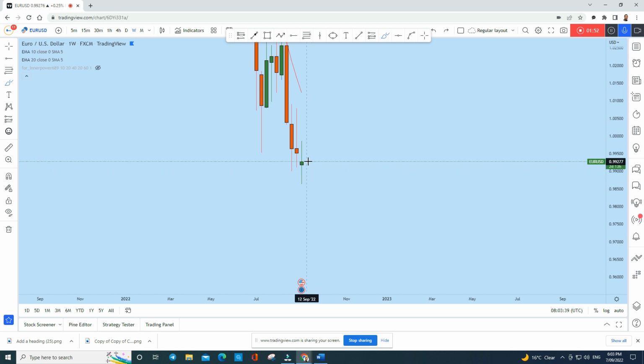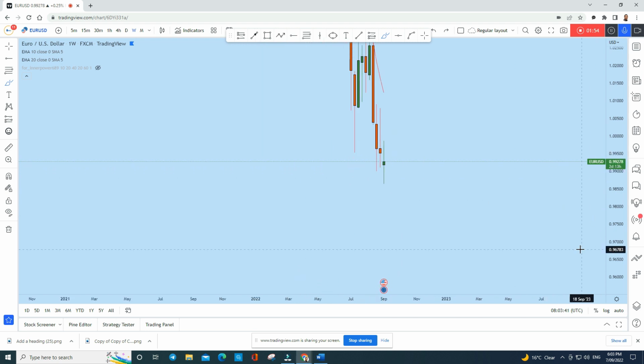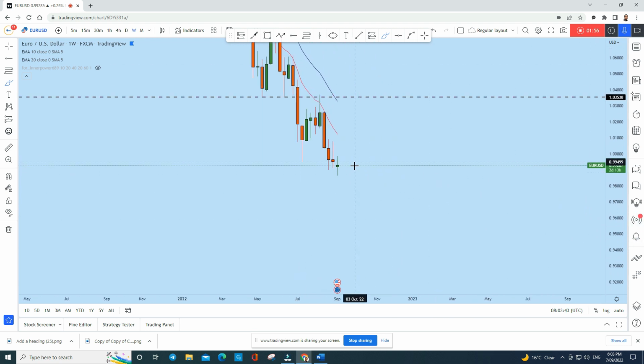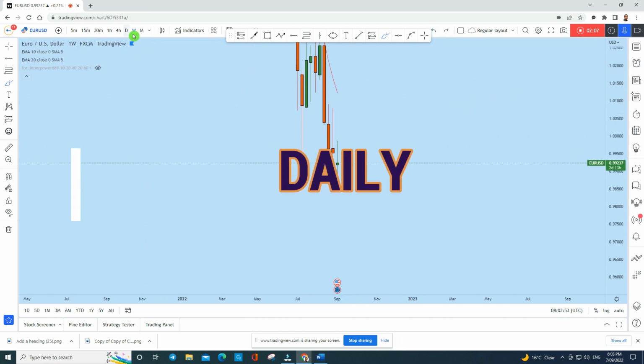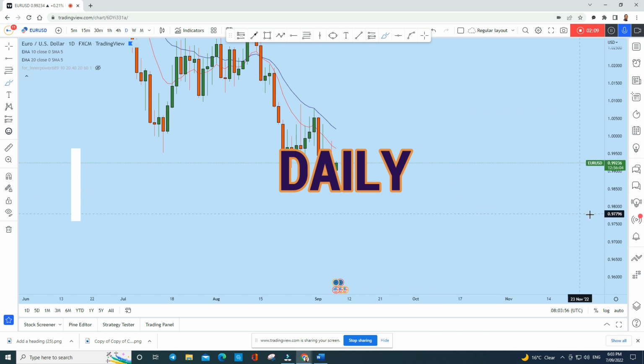To do that, we could see some back and forth on Euro Dollar. As there is a gap opening, we could potentially see some drop from this gap. As you see on the weekly, every week the price is still creating a series of lower highs. So now let's look at the daily and what's happening there.